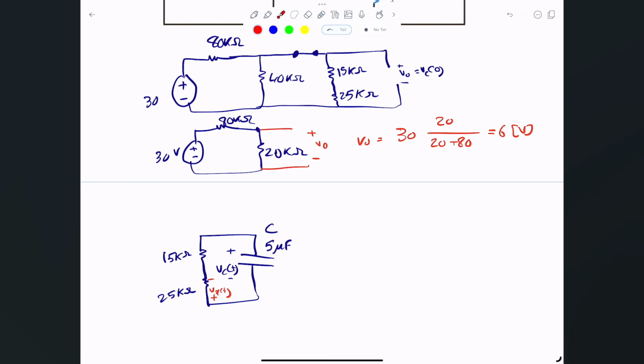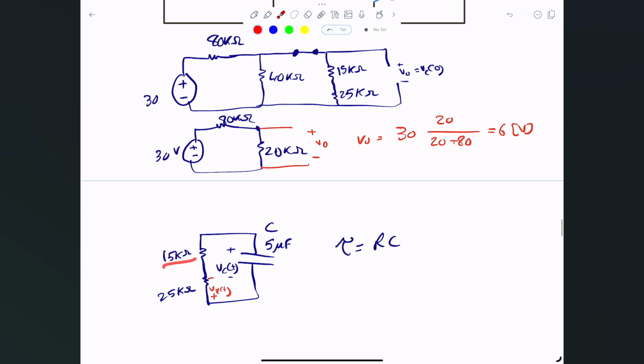So what happens is, which one is the RC? Because tau, the one we're trying to figure out now, is simply RC. So which R? You shouldn't just pick a random R. There should be only one R. This is the natural response of an RC circuit, so there should be one C and one R. So we need to combine these two.